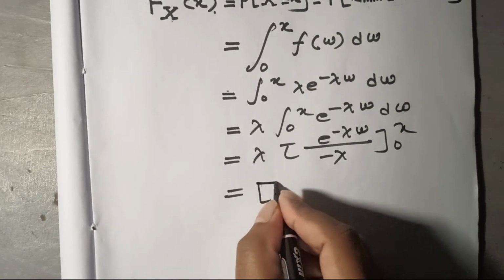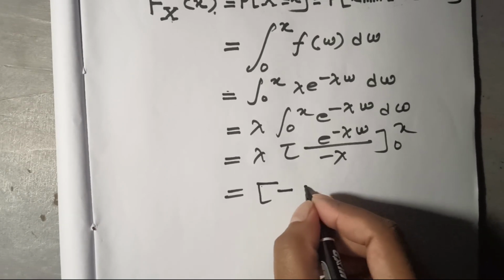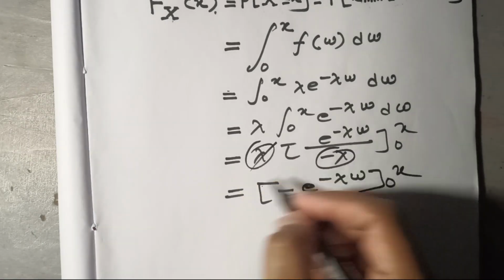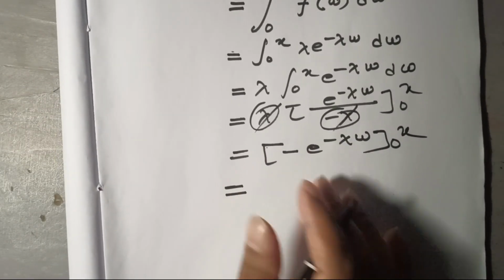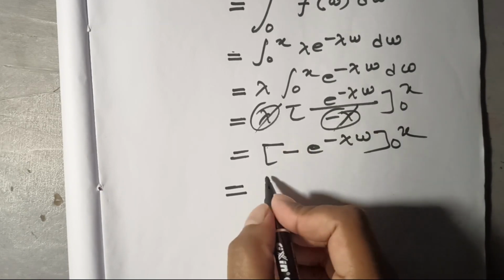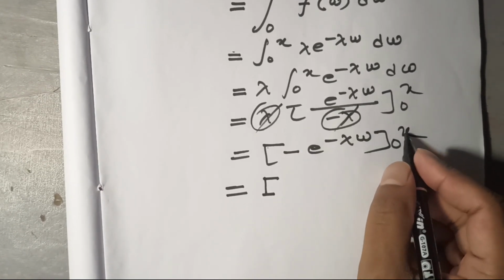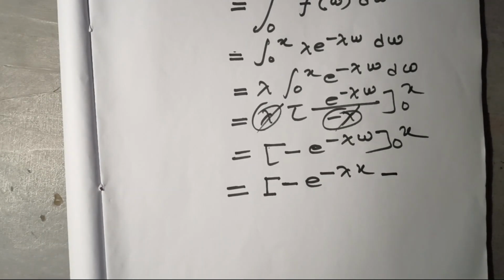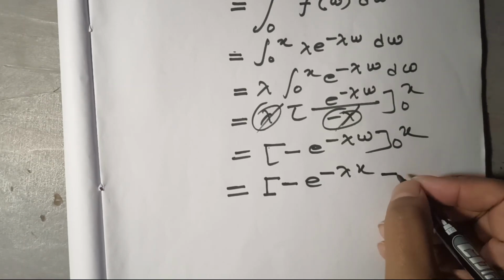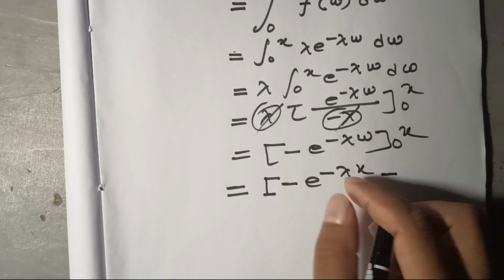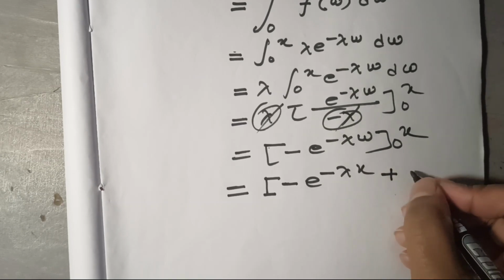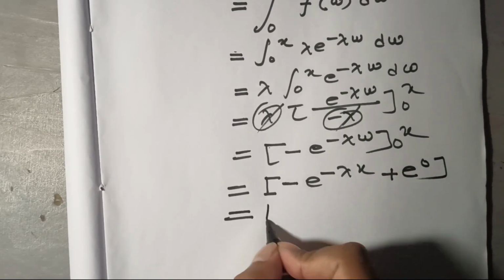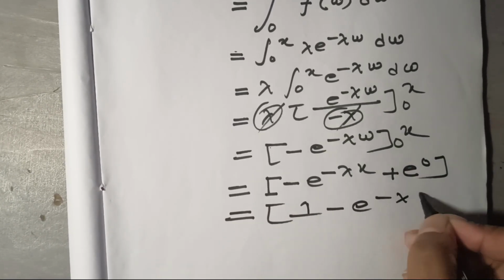So this lambda and this one will cancel. We will remain with minus 1 because of the minus sign. So we will have minus e to the power minus lambda w from 0 to x. Next, we put in the limit values. If we put x first, then we have e to the power minus lambda x, minus, and the minus will become plus, e to the power 0. E to the power 0 is 1, so we can write 1 minus e to the power minus lambda x.